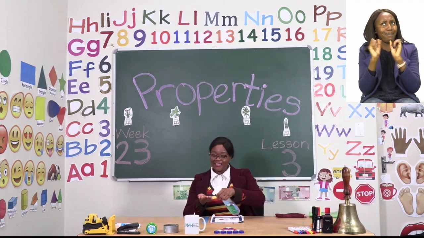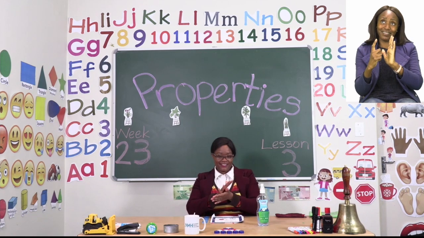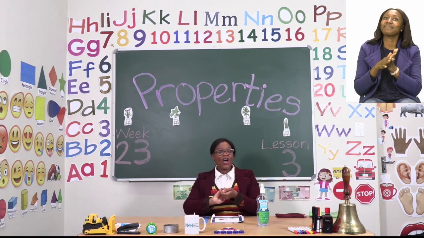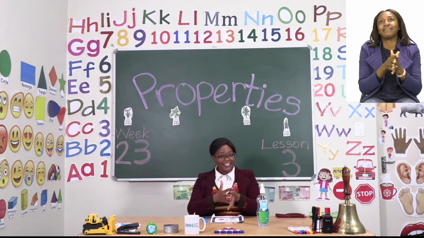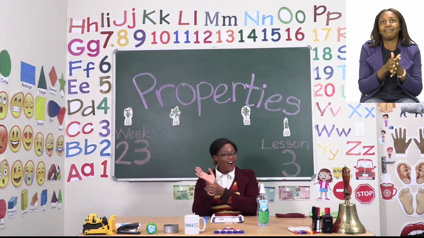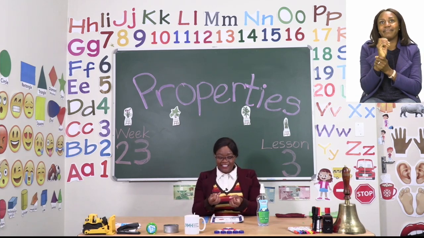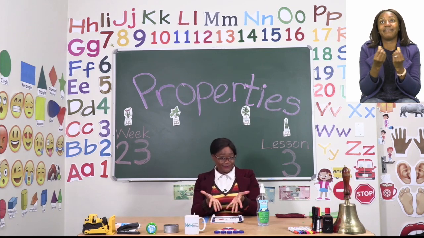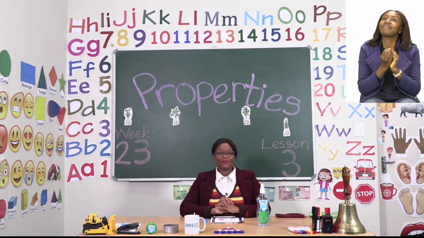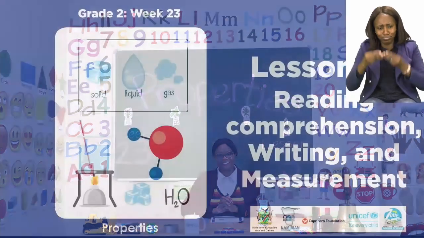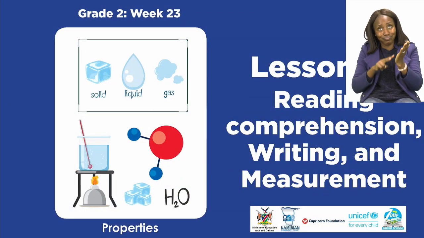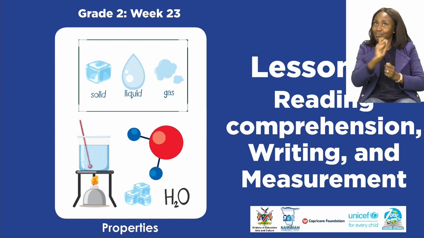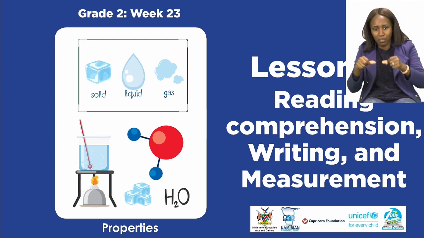Properties. And before we get into any lessons, boys and girls, we know that we need to sanitize. So let us take our sanitizer and we rub inside our hands, around our hands, in between our fingers, on our wrists, and our fingertips too. Make sure your hands are dry before you touch anything else. For today's lesson, we will be doing reading comprehension, writing, and measurement.